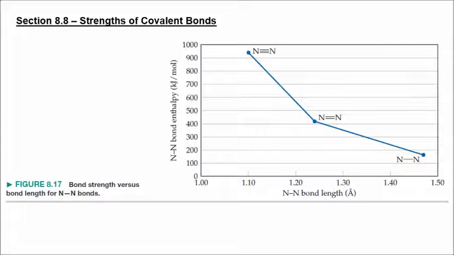And you can see that on the left we have a triple bond, which is short and has a high bond enthalpy. Then we go to a double bond, which is longer and has less enthalpy. And then finally a single bond, which is even longer and has even less energy.